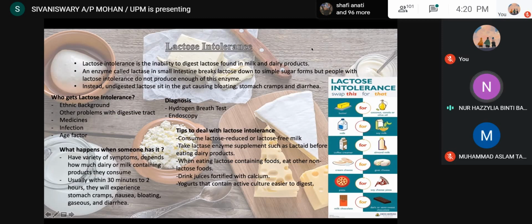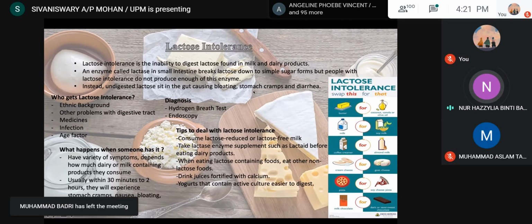We have added an extra info that is about lactose intolerance, where a person's body is unable to digest the lactose, which is found in milk and dairy products. Why did this happen? It is because their body produces less lactase enzyme, which breaks down the lactose molecule. Someone who has lactose intolerance usually will have stomach cramps, bloating, and most of the time diarrhea.